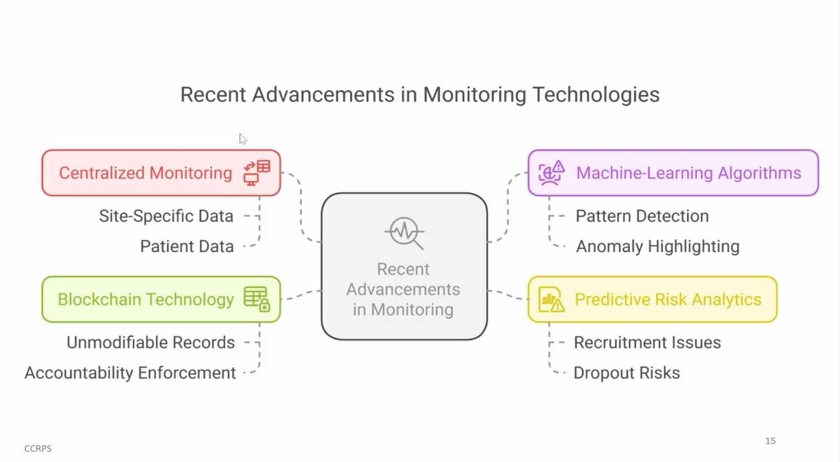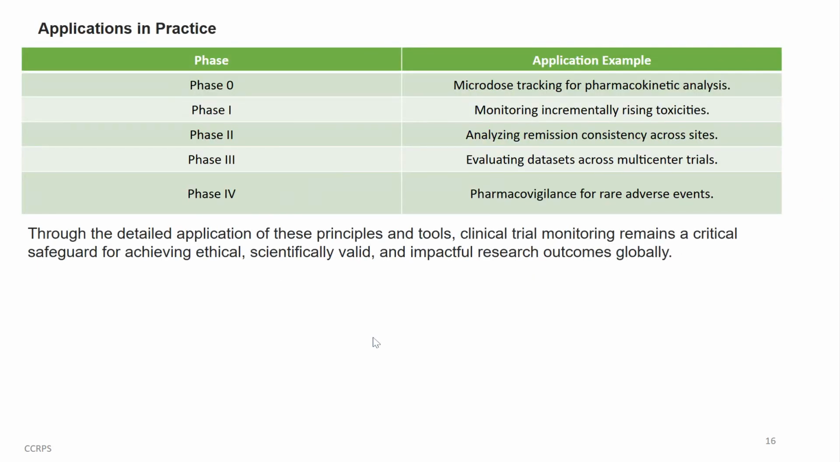Here, a nice diagram summarizes the recent advancements in clinical trial monitoring technologies. We have centralized monitoring, site-specific data, patient data, blockchain technology, the audit trail, unmodifiable records, accountability enforcements. We have machine learning algorithms for pattern detection, anomaly highlighting, predictive risk analytics, recruitment issues, and dropout risks, all within recent advancements in clinical trial monitoring.